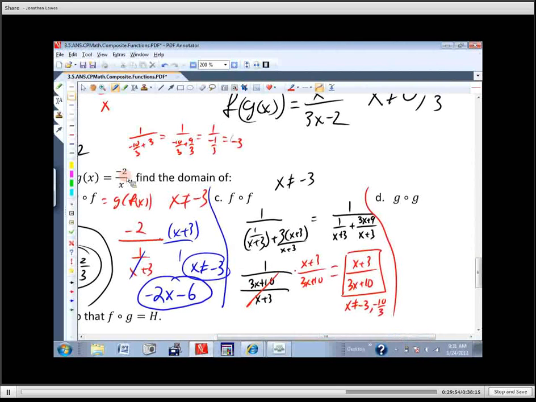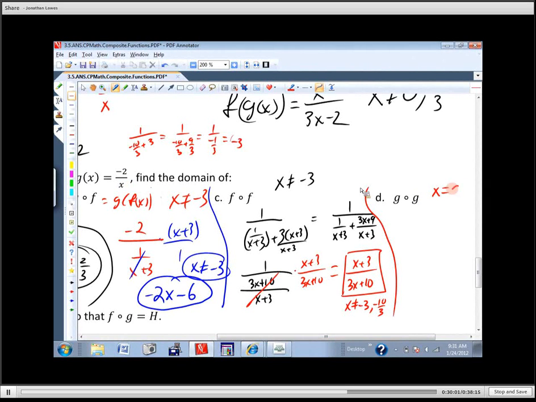Okay, this one's pretty easy. G of G. What do I need to throw out to begin with? 0. G is the rule negative 2 over whatever I'm plugging in, and what are we plugging in? Negative 2 over x. These are actually kind of nice the way this works out, because this is already a complex fraction. I can just flip that over and multiply. So this is going to be x over negative 2. Well, holy cow, take a look at this. Doesn't the negative 2 cancel with the negative 2? The rule is x. So my simplified function is x.